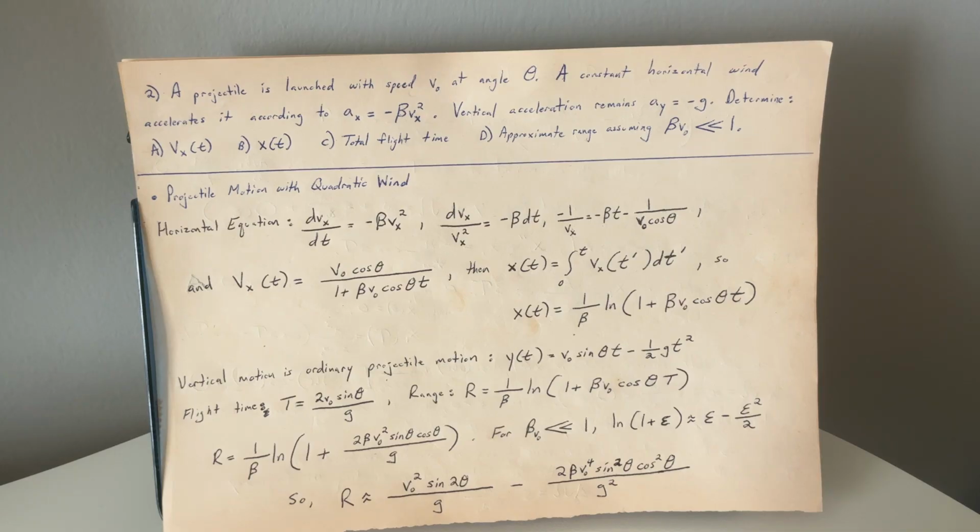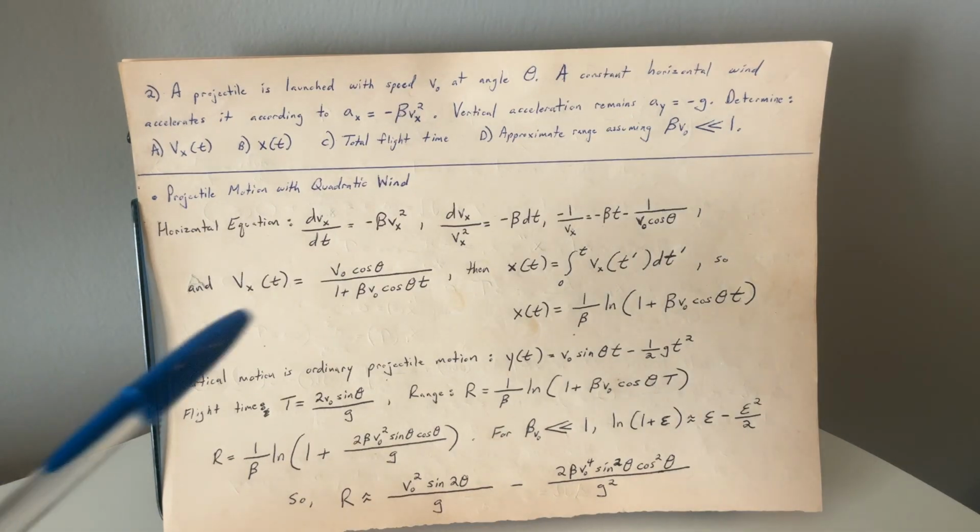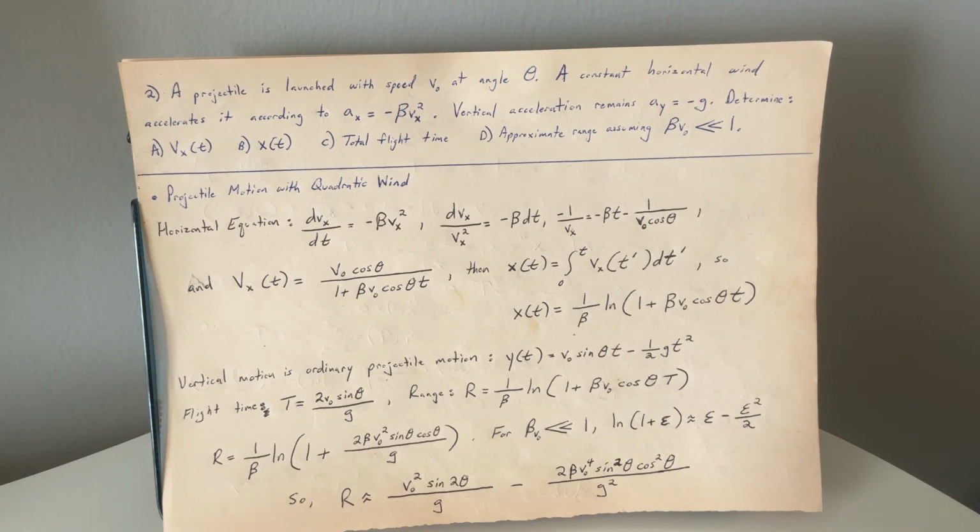So this is a projectile motion with quadratic wind problem. So our horizontal equation here is going to be dv_x/dt = -β v_x². And dv_x/v_x² equals -β dt. And -1/v_x = -βt - 1/(v₀ cos θ). And also from here, v_x(t) equals v₀ cos θ over 1 + β v₀ cos θ t.